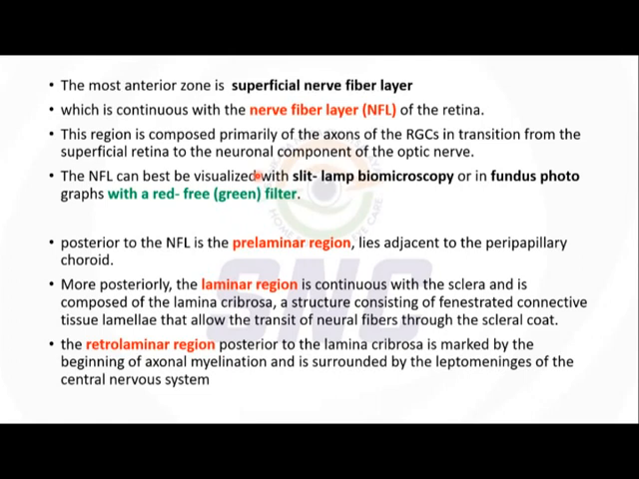The nerve fiber layer can be best visualized with slit lamp biomicroscopy or fundus photographs with a red-free filter, that is green color. Posterior to the nerve fiber layer is the prelaminar region, and it's adjacent to the peripapillary choroid. The most posterior laminar region is continuous with the sclera and is composed of the lamina cribrosa, a structure consisting of fenestrated connective tissue lamellae that allow the transit of neural fibers through the sclera. Next, the retrolaminar region, posterior to the lamina cribrosa, is marked by the beginning of axonal myelination and is surrounded by the leptomeninges of the CNS.